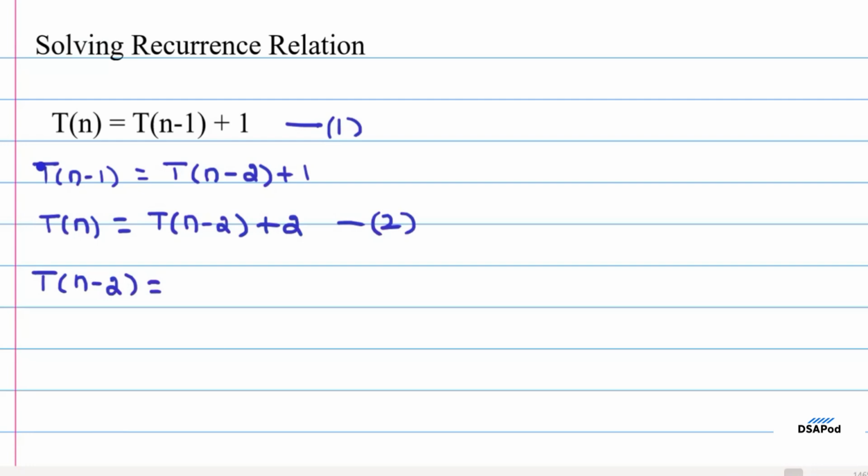So that leads to t of n minus 3 plus 1. Now substitute t of n minus 2 in equation number 2. So t of n is t of n minus 3 plus 3.